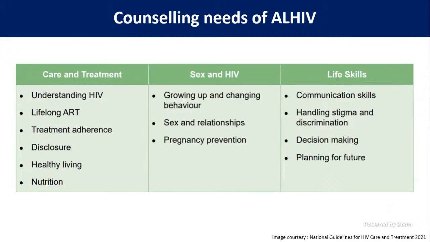So first, the care and treatment. The adolescent is to be counseled about understanding HIV, the importance of taking ART lifelong, and the importance of good adherence. And though they are mature and can understand the disease, disclosure is very important. You have to disclose it properly and accurately. There should be no wrong disclosure. You should not hide anything. You have to clearly explain everything to the adolescent. Otherwise, the consequences may be very bad. So disclosure should be complete.